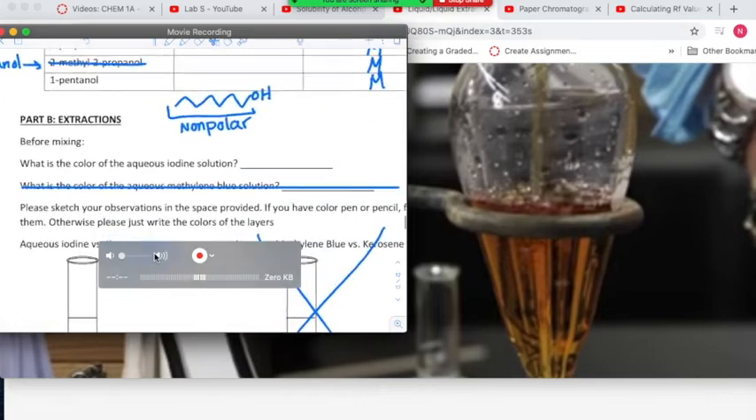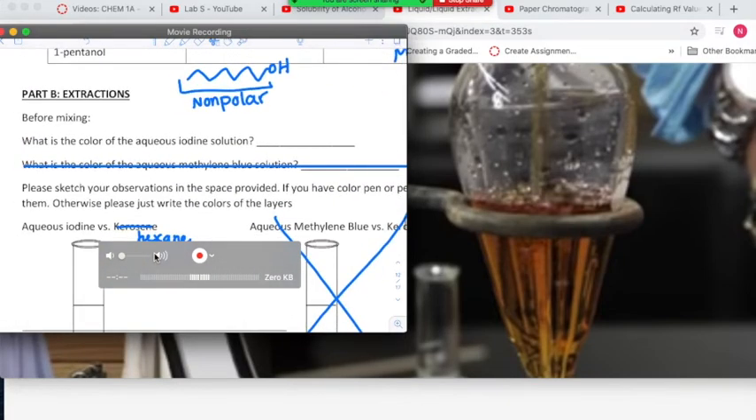And the first thing I want you to fill in is what is the color of the aqueous iodine solution. So that is on your screen right now. So write down what color you see. Everybody's going to see that slightly different. Some people call it an orangish, a yellowish, a gold color. But write down the color that you see. So this is the color of the aqueous iodine solution. So this is what iodine looks like in an aqueous water-based solution.